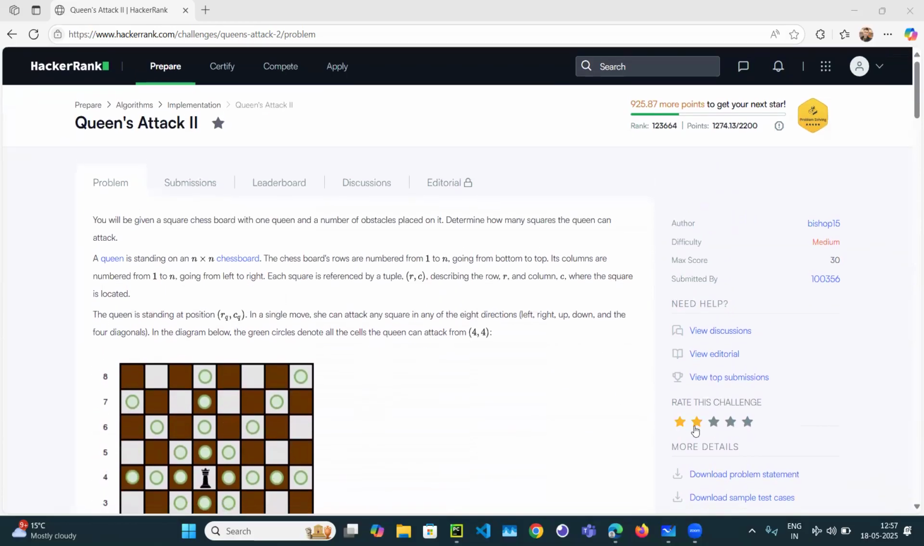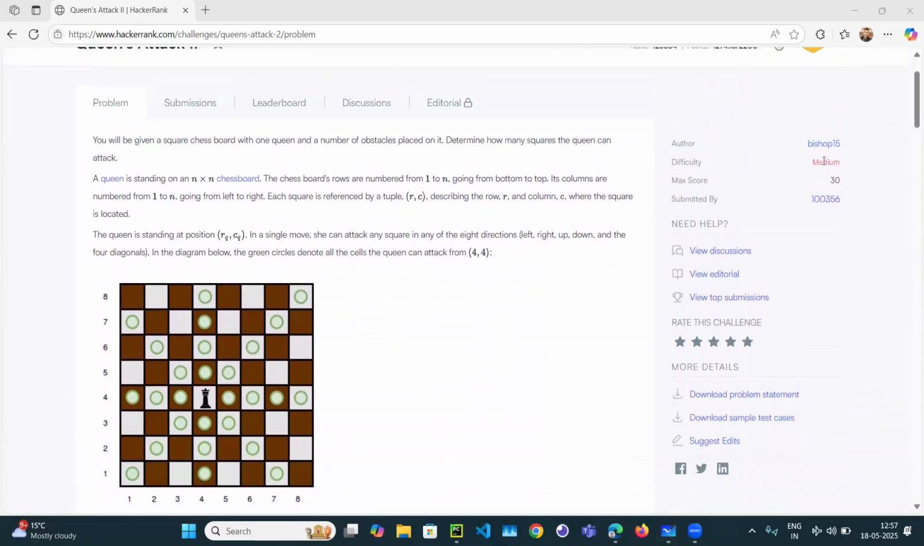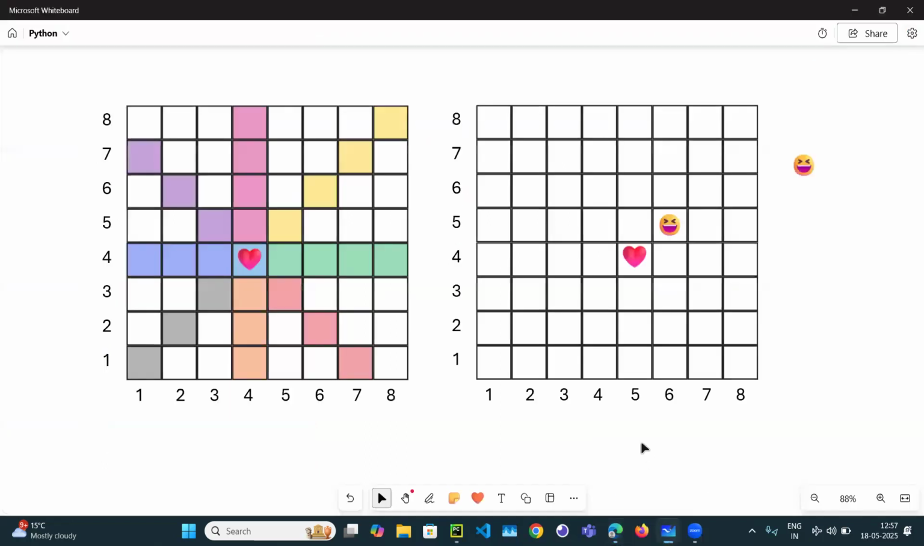Okay, let's go to the whiteboard because the question is really easy, even though it's in the medium category. Writing the code is not a very difficult task, but first you need to understand the logic, because once you understand the logic, anyone can write the code. So let me hide this.